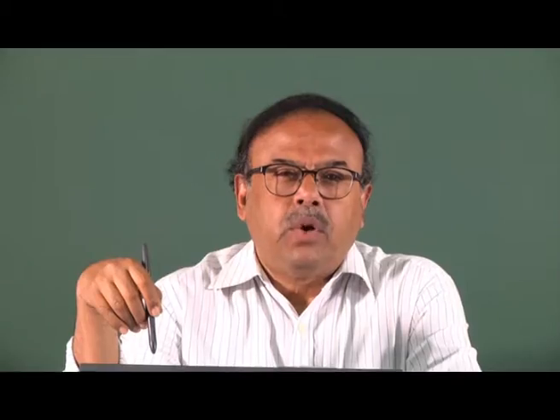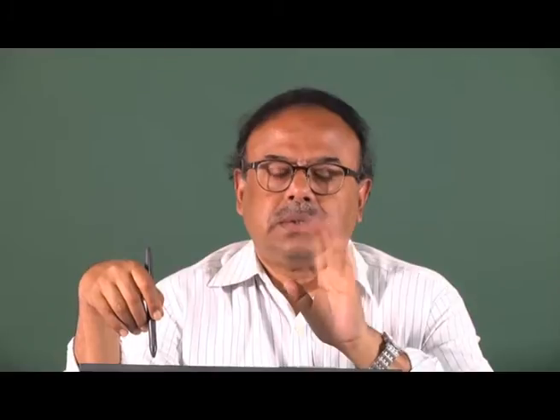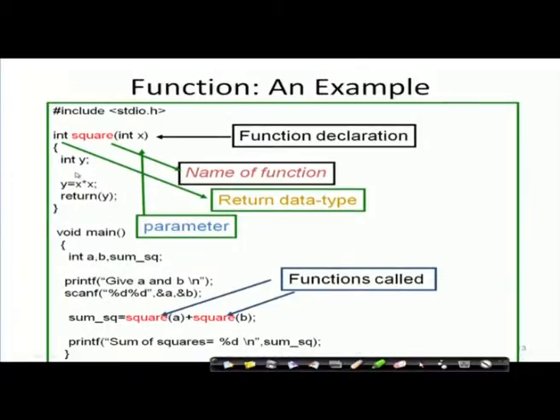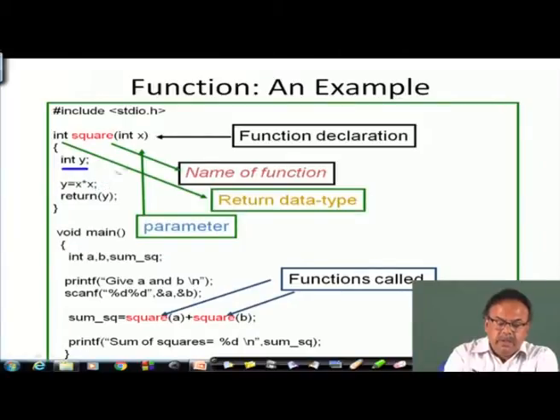Why am I calling it temporary? Because it lives as long as this function is active. As soon as the function ends, the definition of this y is also lost. Okay. So, we will come to that later, but here you see that this is an internal variable. Here I am computing the square, y assigned x times x, and I am returning y.